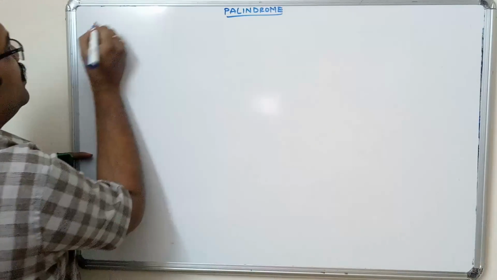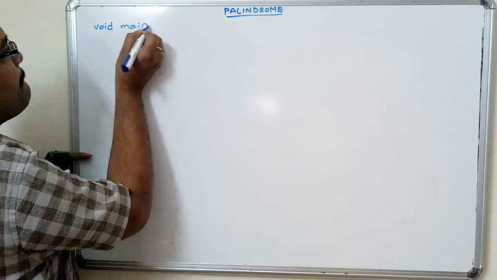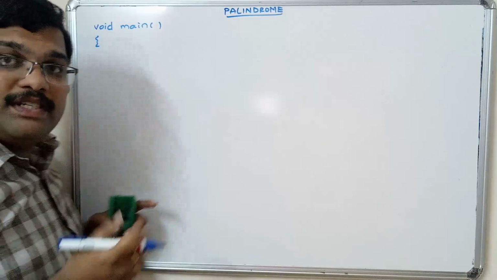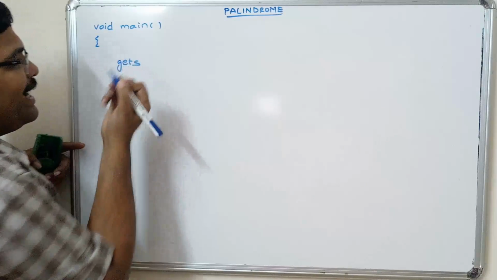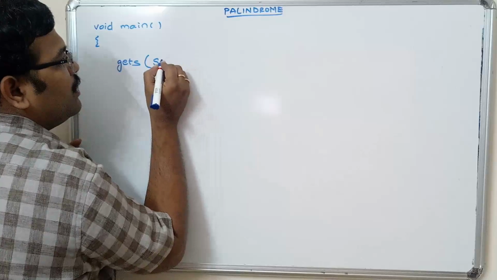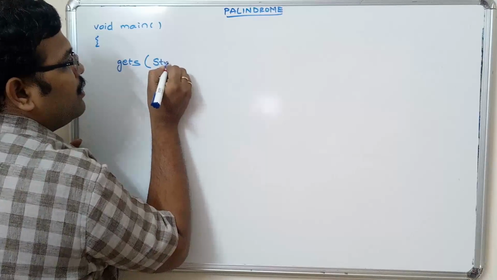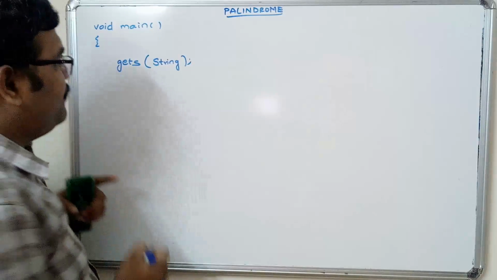First, void main. First we have to read the string. For reading the string, we can apply gets. String is a character array.